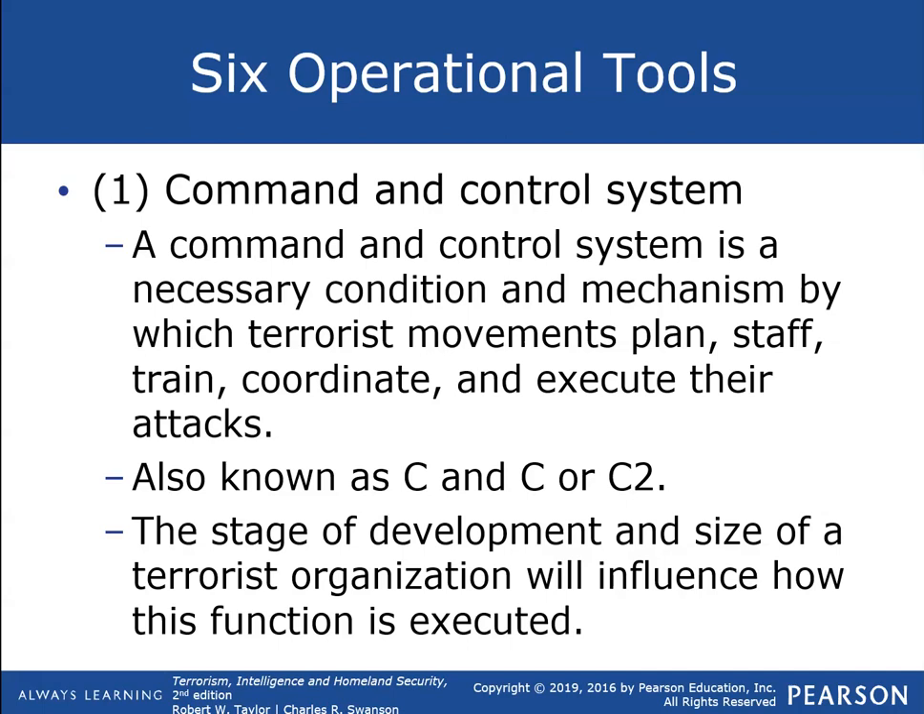So the first is command and control, or that type of a system. A command and control system is a necessary condition and mechanism by which terrorist movements plan, staff, train, coordinate, and execute their attacks. They're also known as C2. And the stage of development and the size of a terrorist organization is really going to influence how this particular function is going to be executed. Meaning, again, when we're talking about executing an attack, the size of your terrorist organization is going to influence how this attack might be executed.